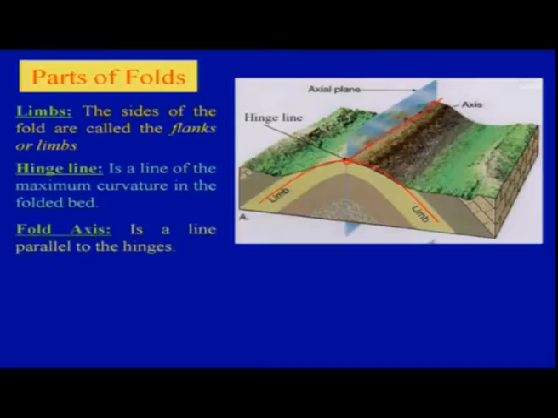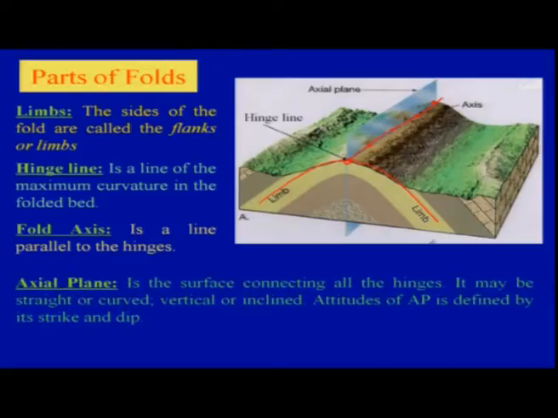Then you have the fold axis, along which the folding will occur. Okay, that is the axis. The axis may be vertical, may be inclined also. That depends on what type of folding is taking place and what forces are acting on it. Then we have the axial plane, the surface or plane which connects all the hinges.